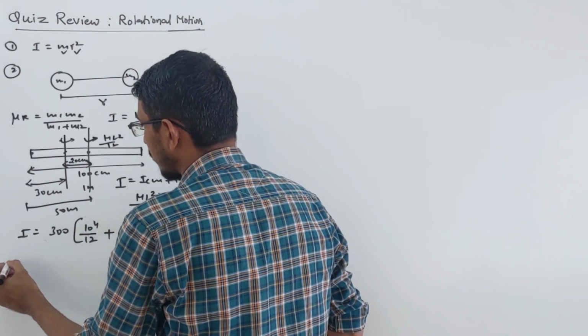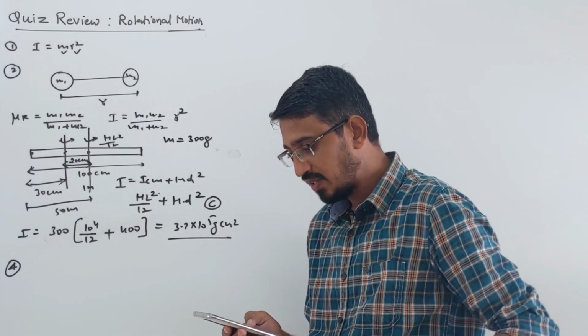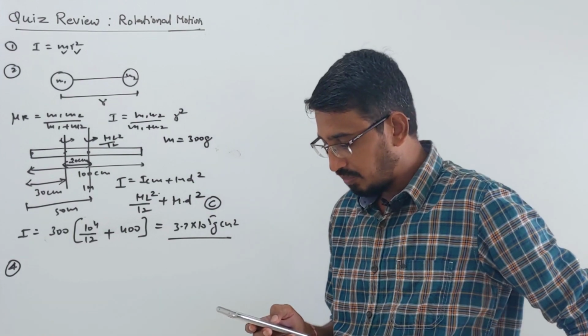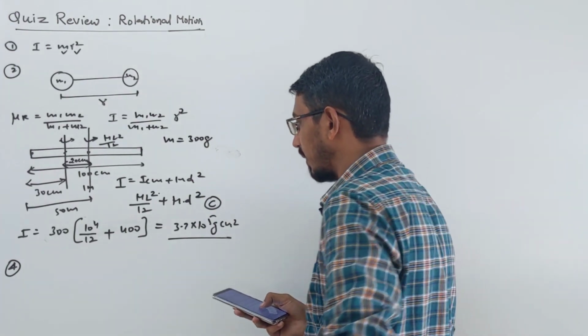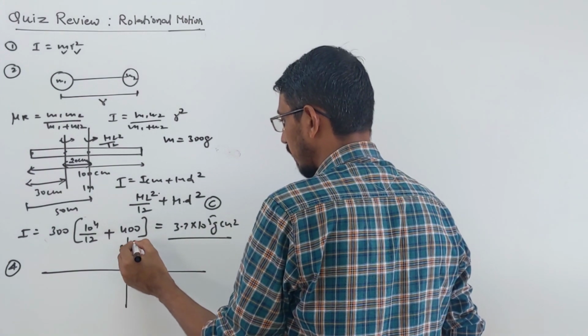Let's move to the fourth question. And fourth question again about inertia only. They said 4 masses are fixed on a massless rod as shown in the figure. The moment of inertia about PQ line is what? Some masses are placed on a line and they are rotated about this line, that they are calling PQ.